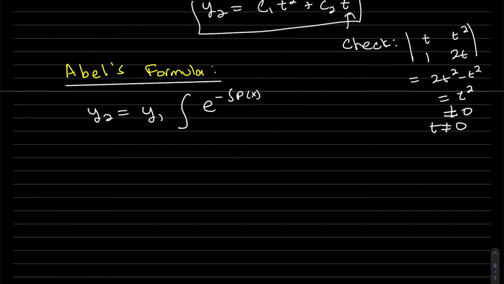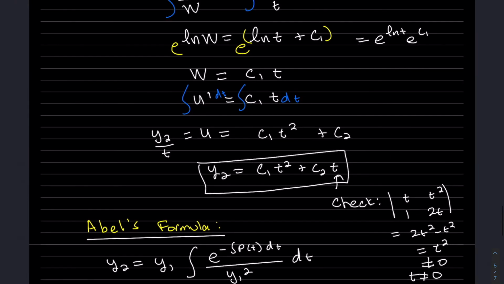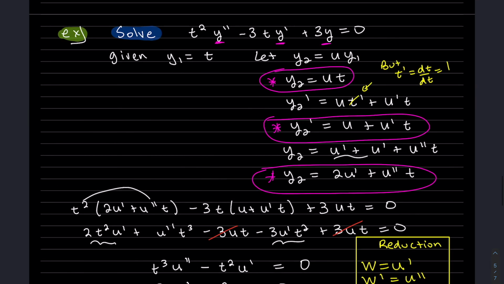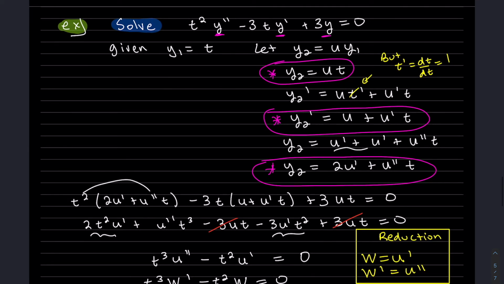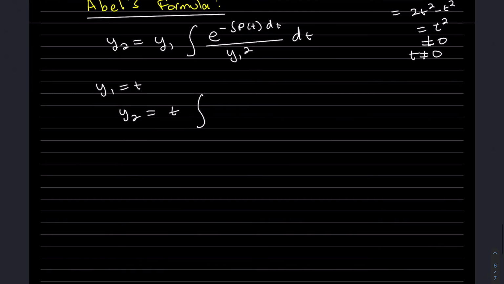Well, in this case, we might as well write it with a t. Should have it memorized by now. So we have y1 is equal to t. Oh, what was our formula? It's our p. So be careful. Our p is not minus 3t. So you get in trouble. It's got to be in the right form.